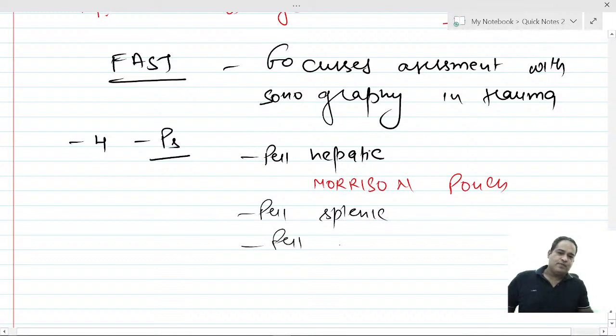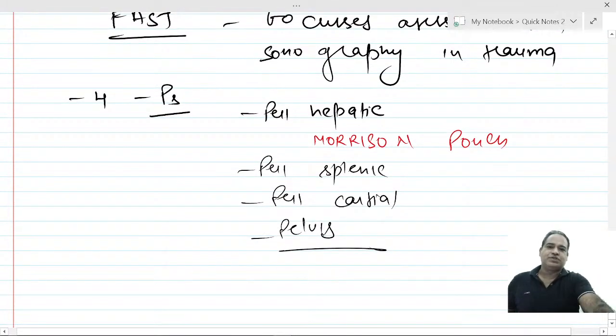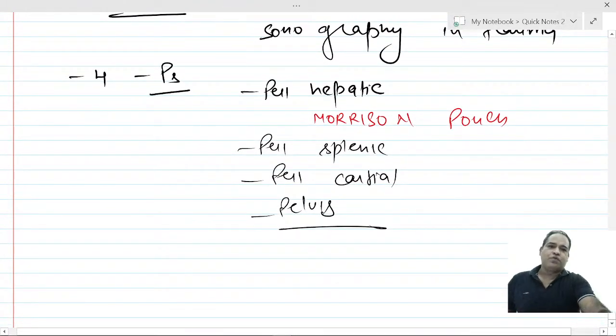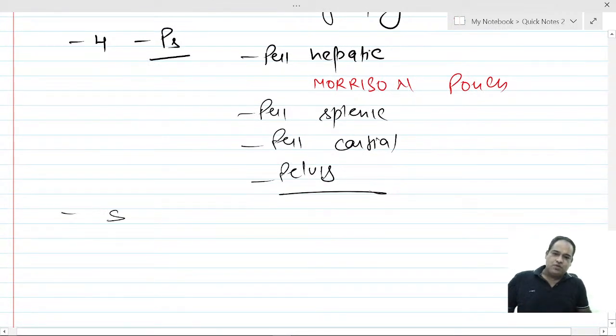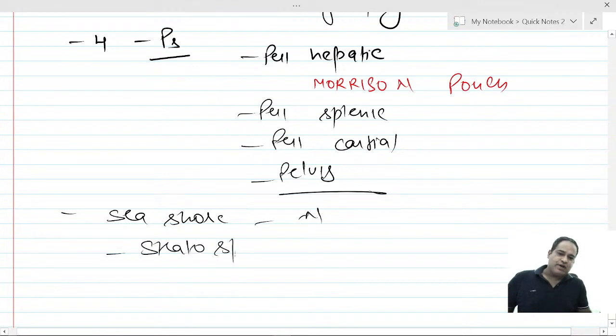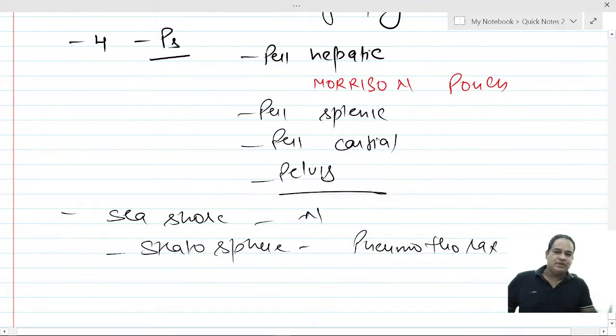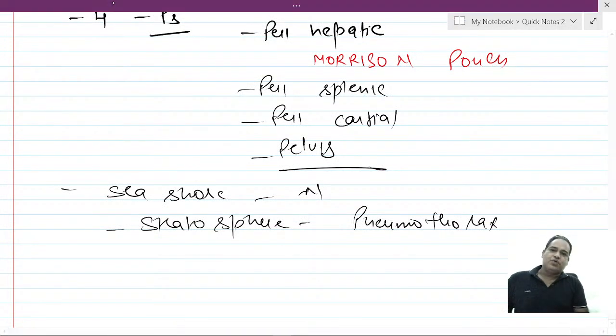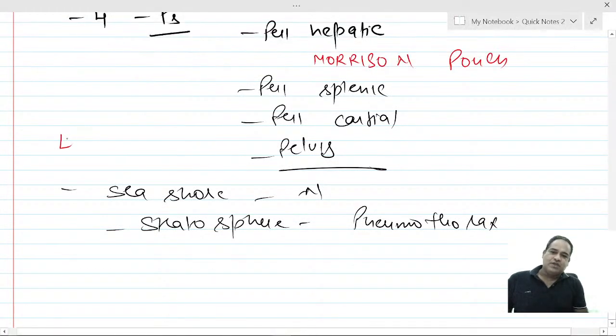Perisplenic. Pericardial. Pelvis. This is all you get to see. Four P's. If you get to see the seashore sign, that is normal. If you get to see the stratosphere sign, that indicates the presence of pneumothorax. This is when we talk about E-FAST.